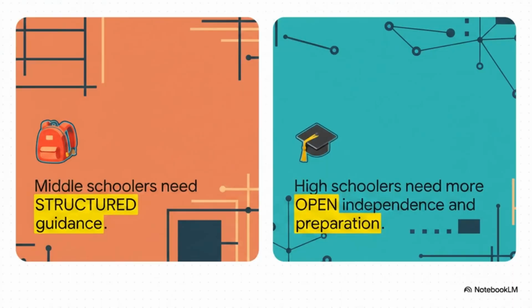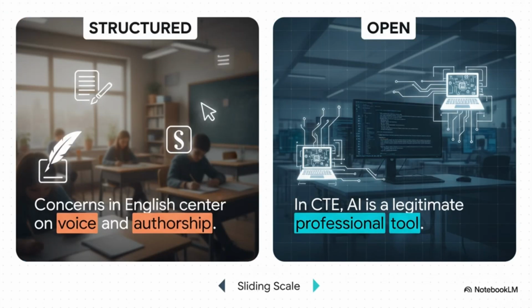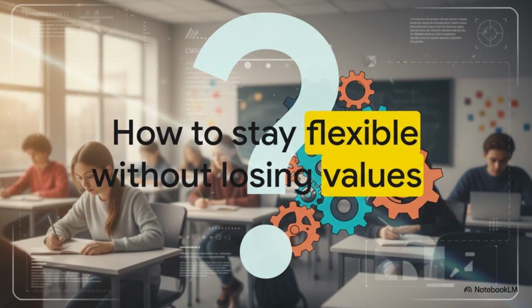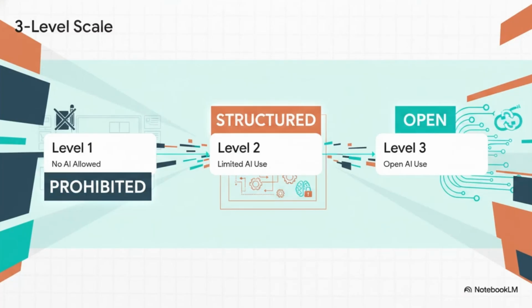Let's be real, a 12-year-old and a 17-year-old have wildly different needs when it comes to academic structure and independence. Plus, an AI tool that ruins fluency in English class might be a totally legitimate professional tool in computer science. So, the big question: how do we build a framework that stays flexible without losing its core academic values? Well, we solve it by implementing a simple 3-level sliding scale for absolutely all classroom assignments.